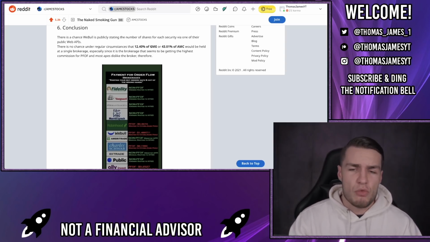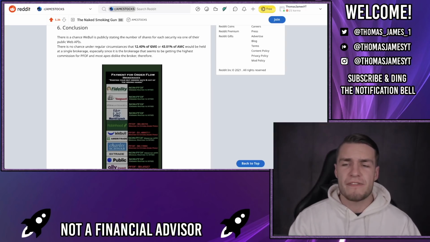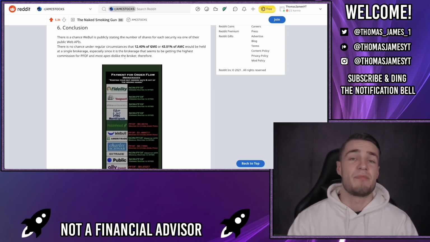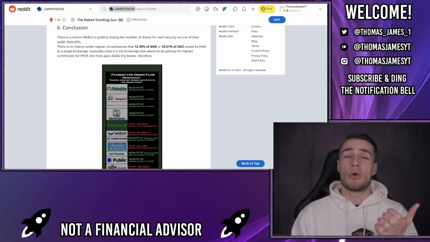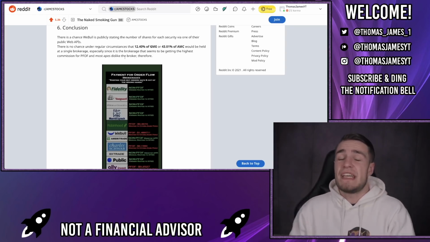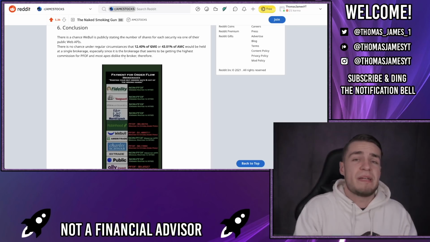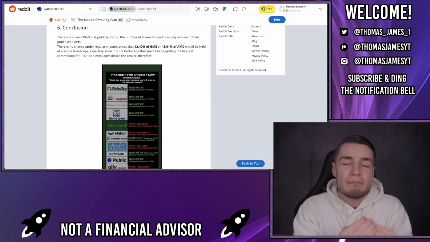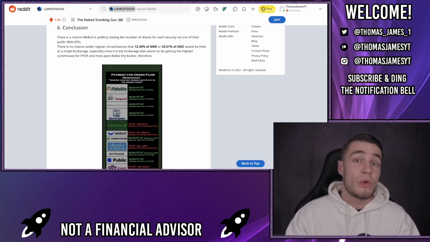There is no chance under regular circumstances that 12.4% of GameStop or 43% of AMC would be held on one single brokerage, especially due to the mass exodus of people away from brokerages like Webull and Robinhood that use and receive payment for order flow. So many people transferred their shares from Robinhood and Webull over to Fidelity that it's likely that Fidelity holds even more shares in AMC than Webull do.